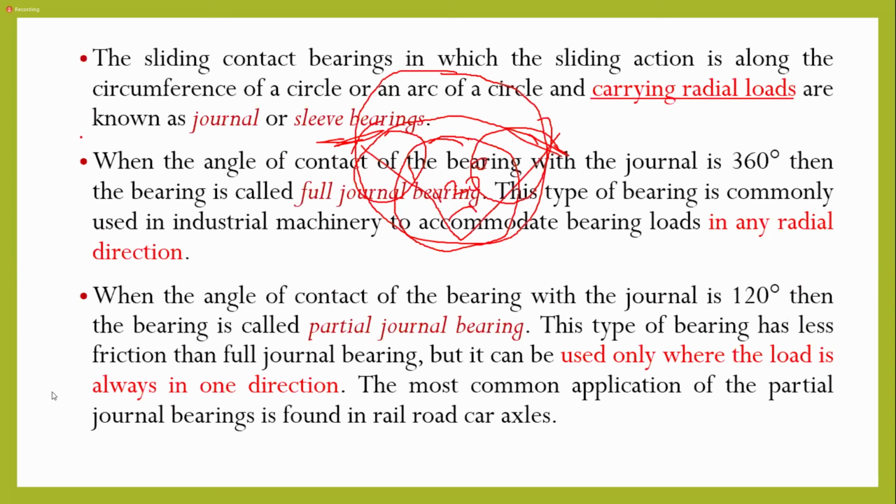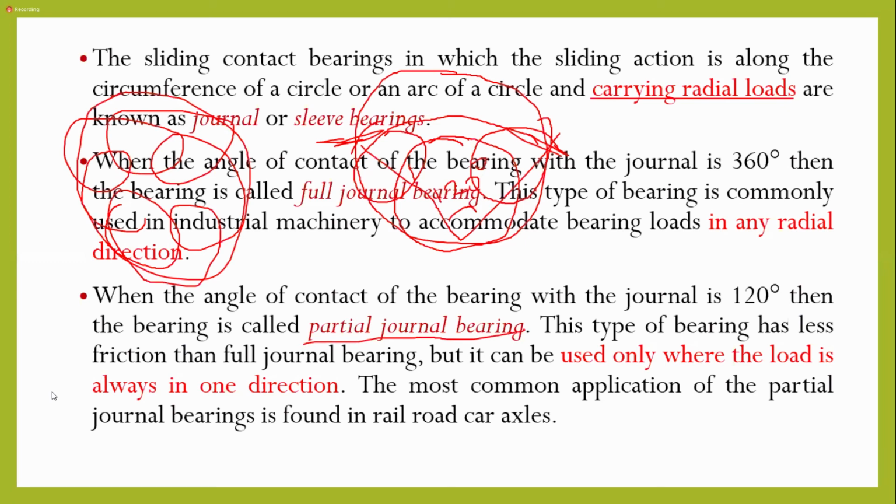But in the previous case, the full journal bearing, the contact is throughout the circumference of the circle, that is 360 degrees. This type of bearing is called the partial journal bearing, and it has less friction than the full journal bearing. Why less friction? Because the contact is only up to 120 degrees and the remaining is free space, but here it is touching all the circumference, at each and every point.